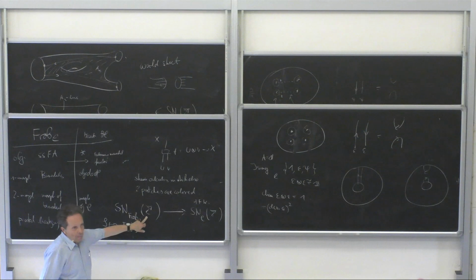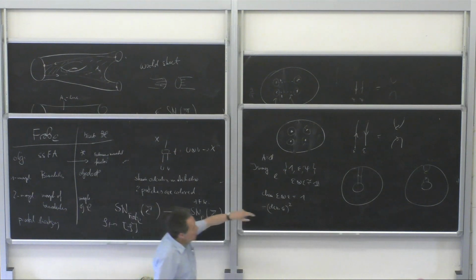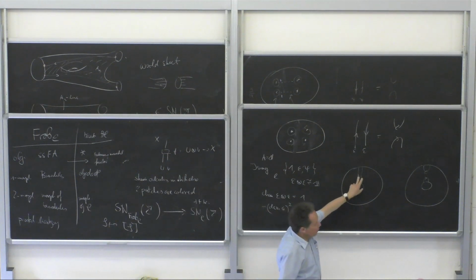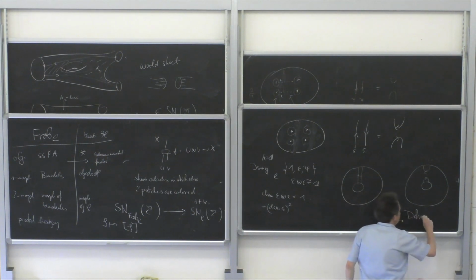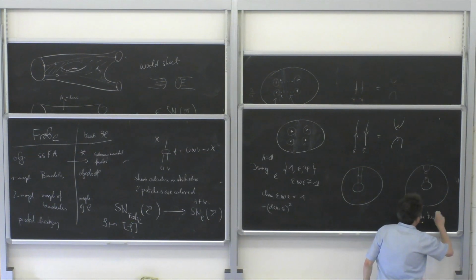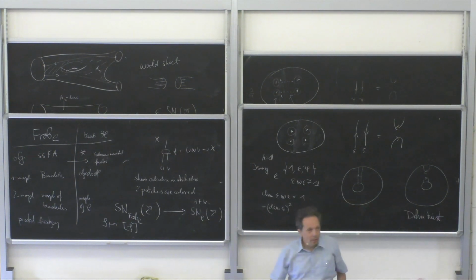under the action of the mapping class group. And that's the correct definition of the mapping class group with defects. And this mapping class group, this object here, has a bigger stabilizer. So the correct mapping class group contains the Dehn twist. The correlators are invariant under it.